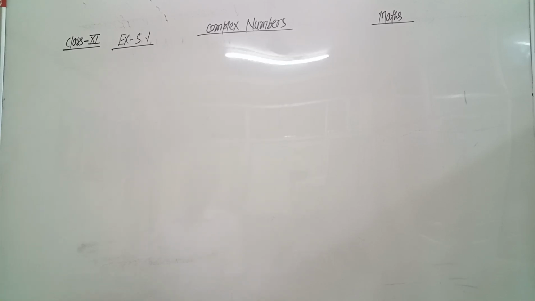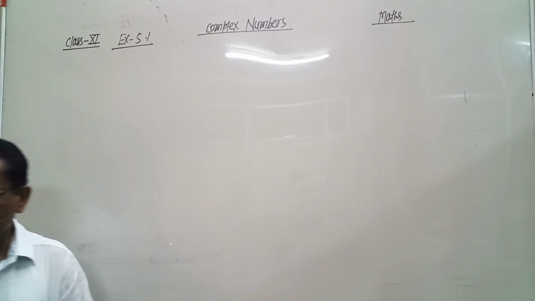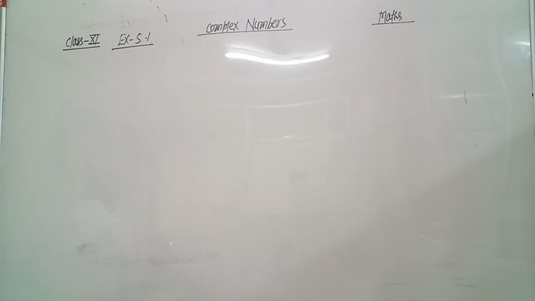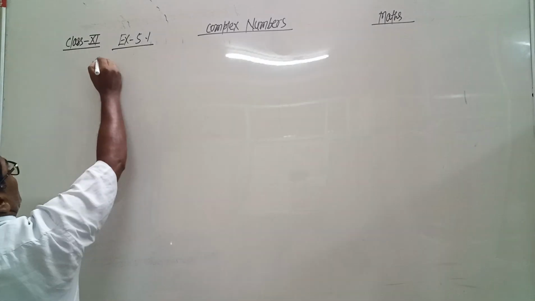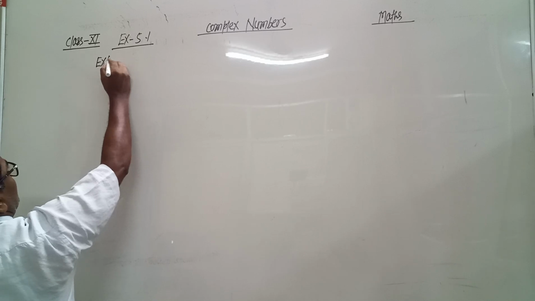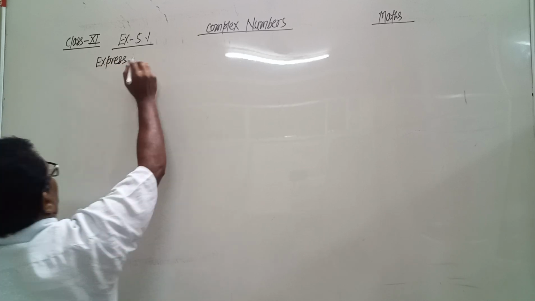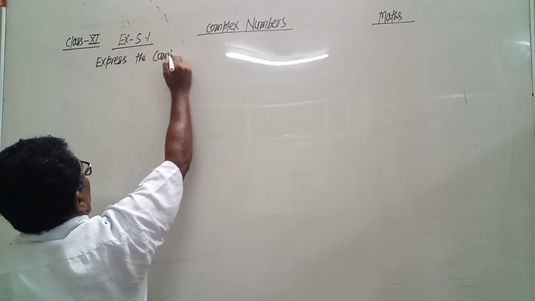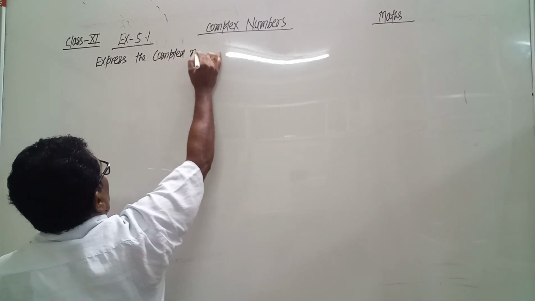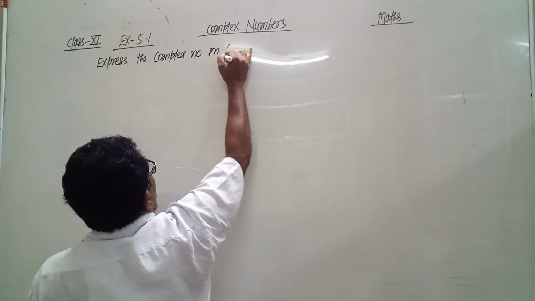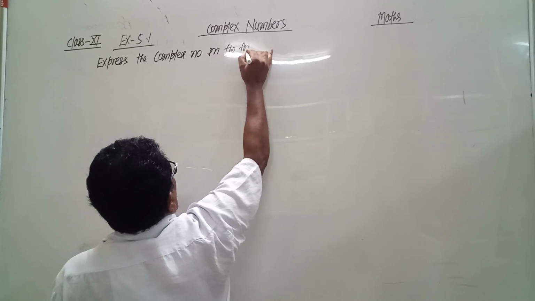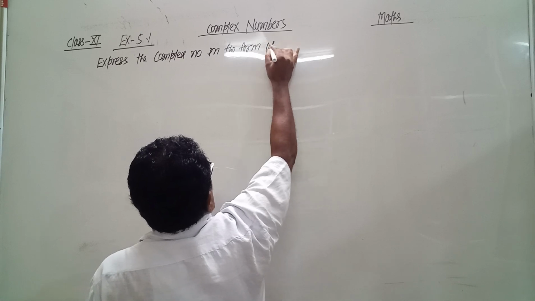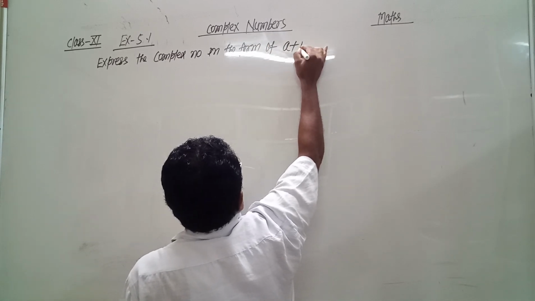We proceed with the chapter Complex Numbers, exercise 5.1, and the fourth part of question number 1. We have to express the complex number in the form of a plus ib.